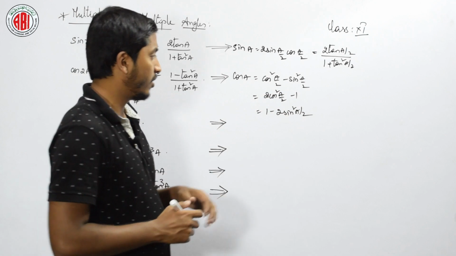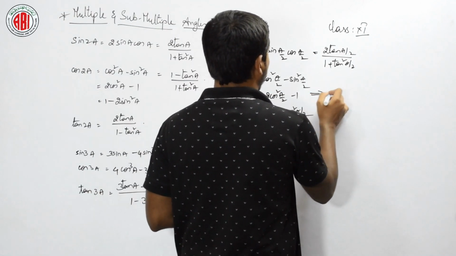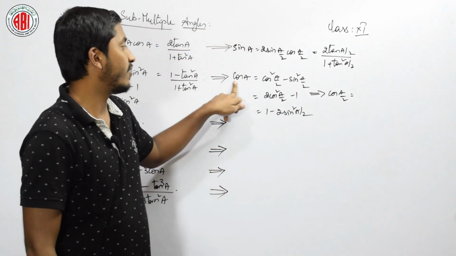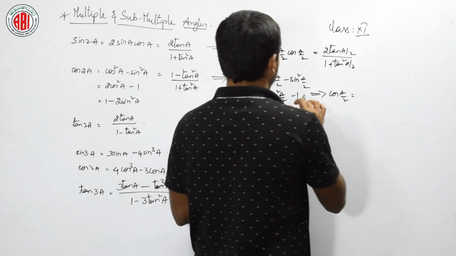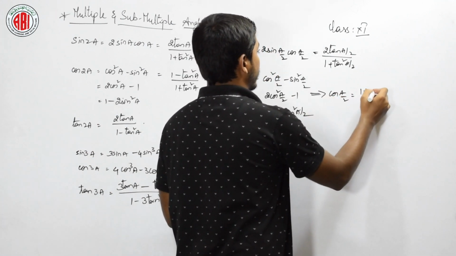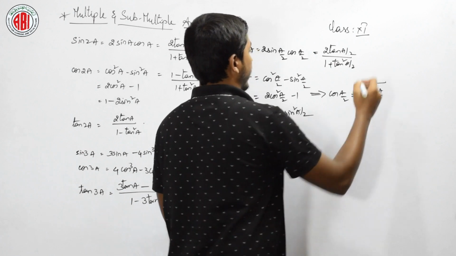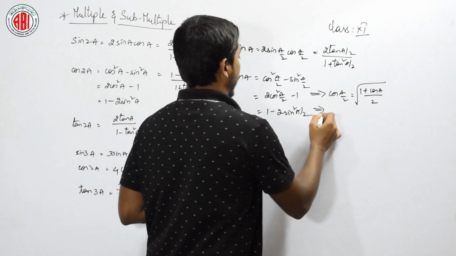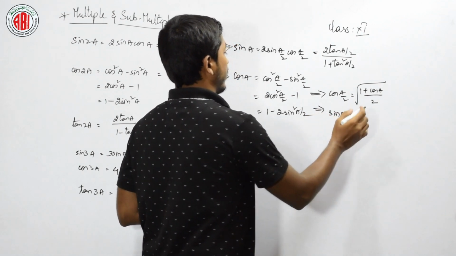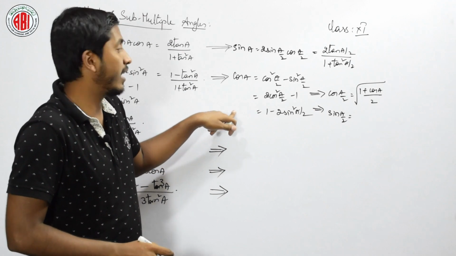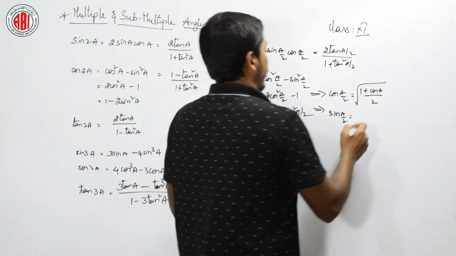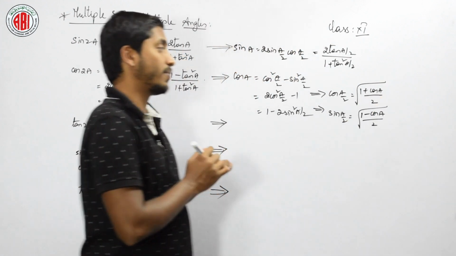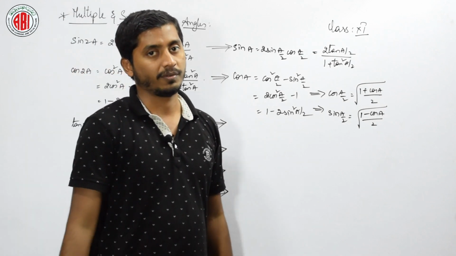From these both we can deduce one more formula, directly we can deduce the formula of cos A by 2. What can I write as cos A by 2? Send this 1 this side and divide by 2, it becomes 1 plus cos A whole divided by 2 under root. Similarly, what about this? We get sin A by 2 is equal to, let us send this 2 sin square A by 2 that side, let us bring that cos A this side, it will become 1 minus cos A by 2 under root. These are some of the most popular formulas.